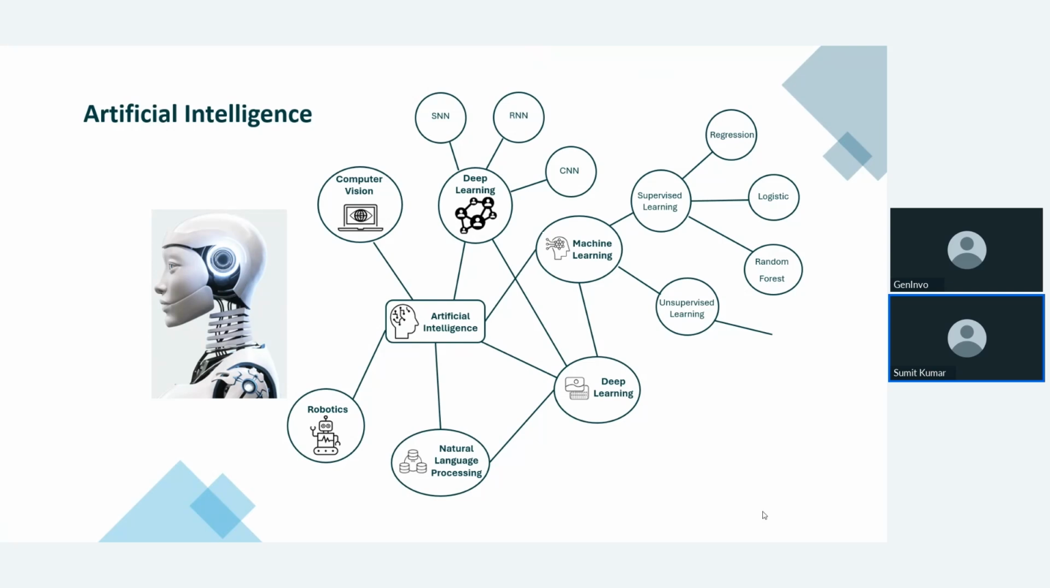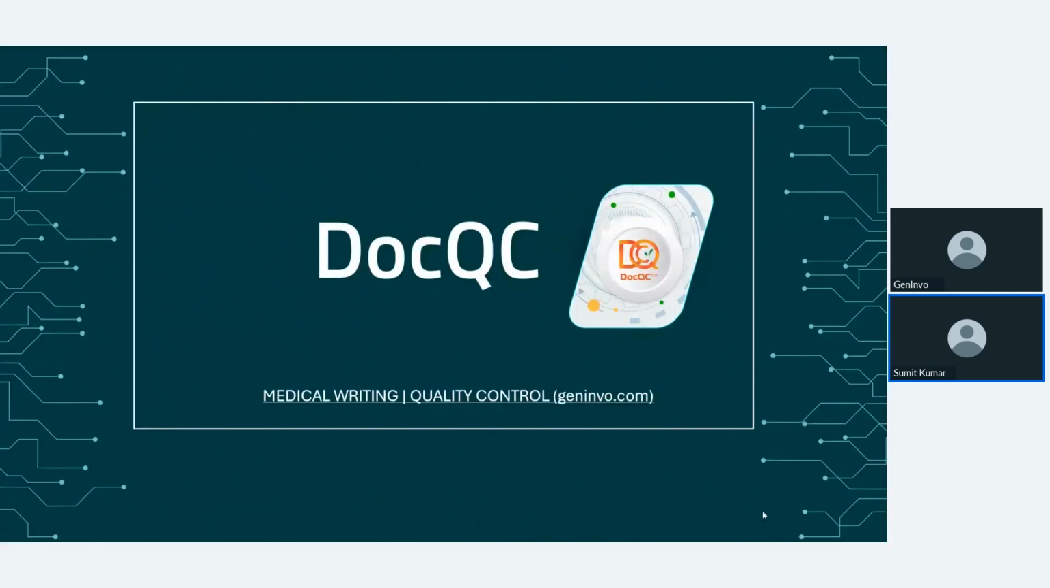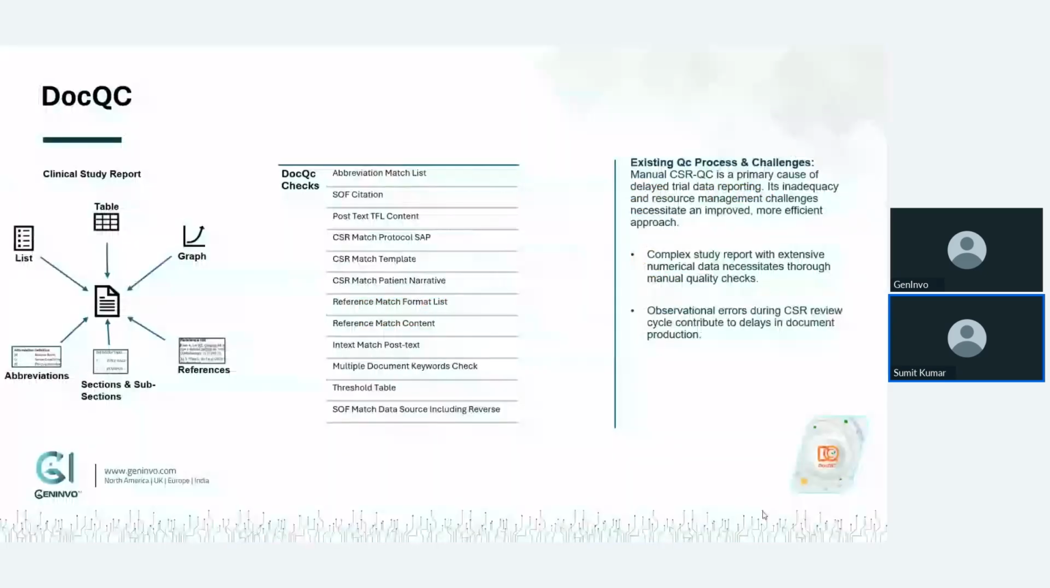Now I'll talk about the GenInvo tool, that is DocQC. To understand this tool, first we have to understand the CSR and its supporting documents. This particular tool, DocQC, helps medical writers do quality checks of clinical study reports against the supporting documents like protocol, SAP, and tables, listings and figures.